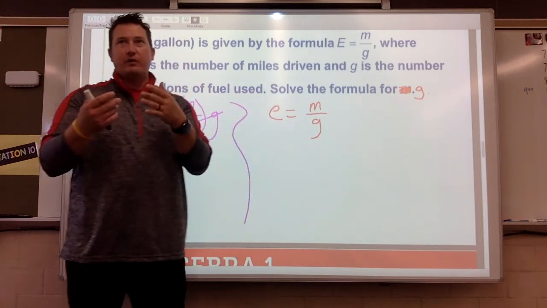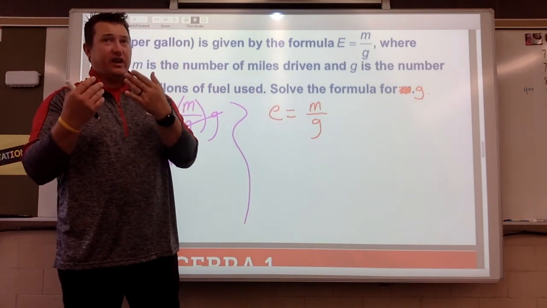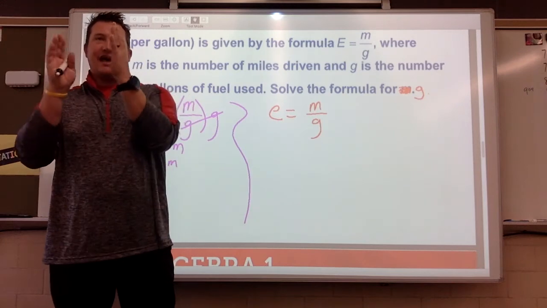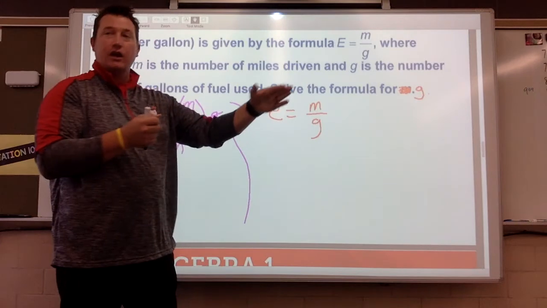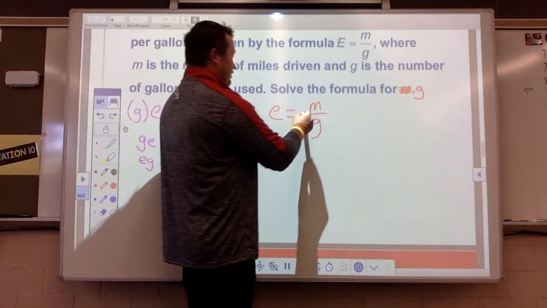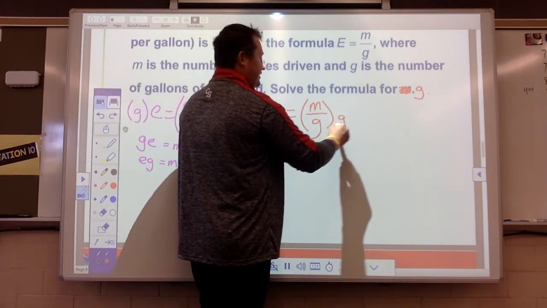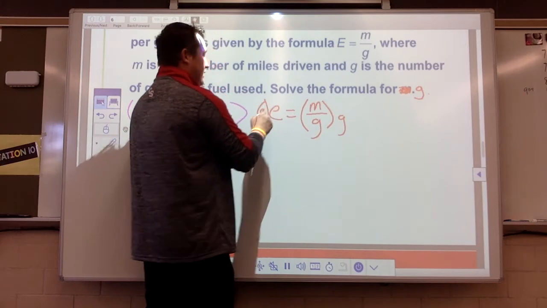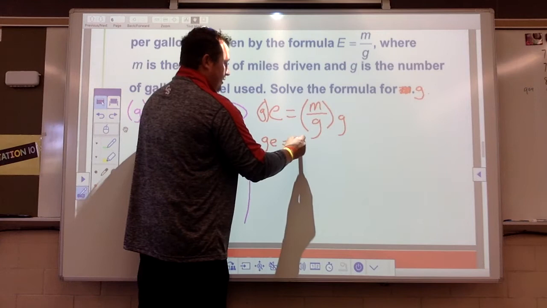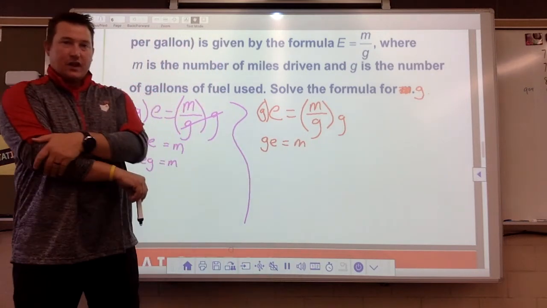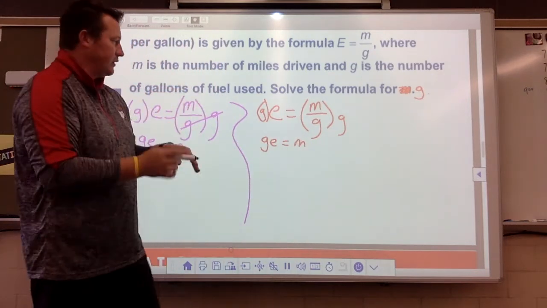Okay, so we kind of know what that looks like because we just did it. And now that I have G and E held together with some operation, then I can maybe move E over to the right. So that's what we're going to do. The very first step, guys, looks identical to what we just did. We multiply by G. So now I get GE equals M. Okay? Stay with me.